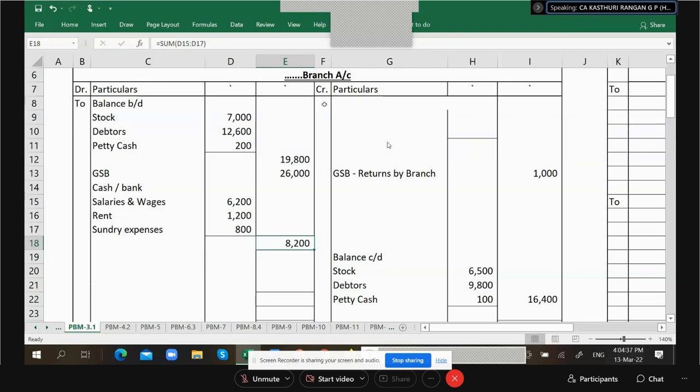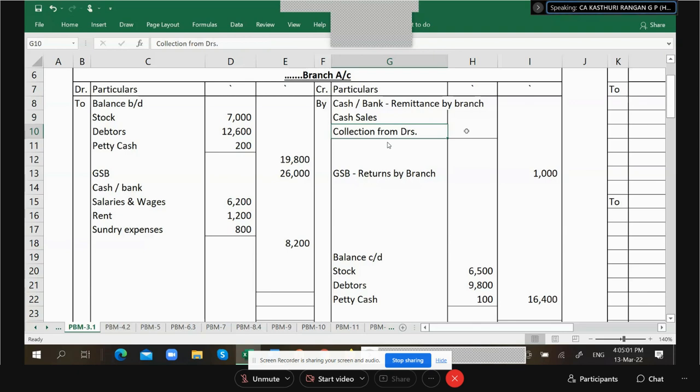Now what is to be credited? The money received from branch is to be credited. Remittance by branch. Branch sent money to HO. So branch is the giver. The remittance by branch will comprise 2 components. Cash sales. Don't put credit sale. Collection from debtor. They collect the money, they send it to HO.